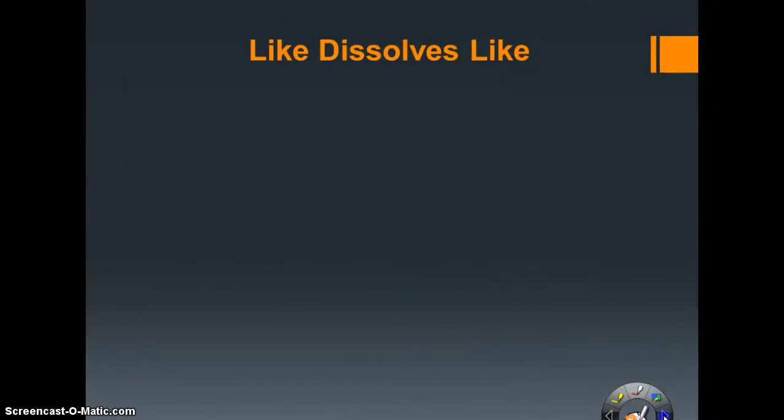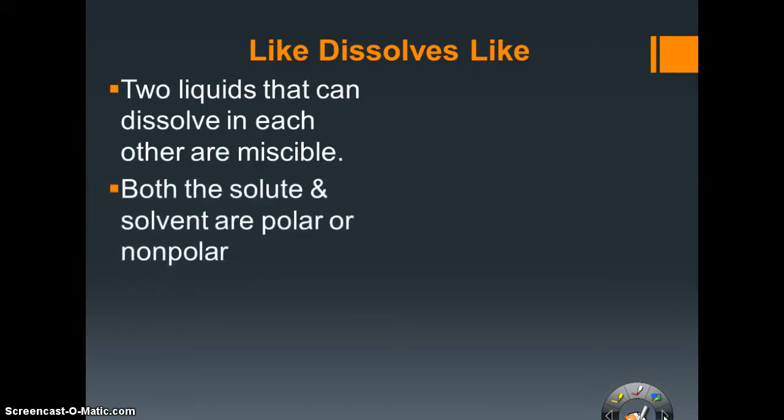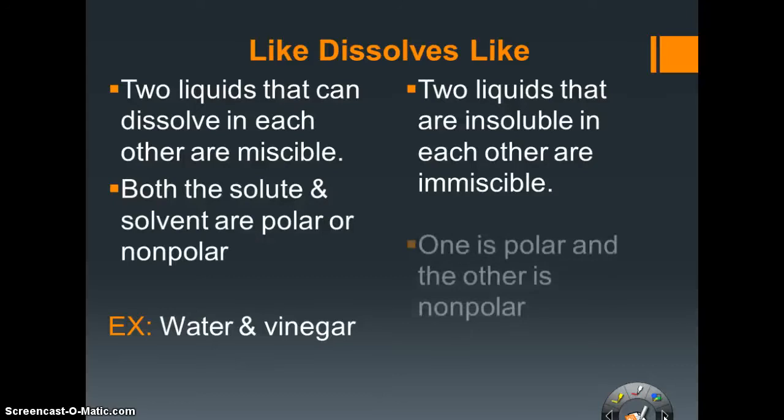So we need to keep in mind, like dissolves like. If two liquids can dissolve in each other, they are miscible. Both your solute and solvent will either be polar or nonpolar. So for example, water and vinegar, both of these things are going to be polar, so they can dissolve in each other. Two liquids that are insoluble are going to be immiscible.